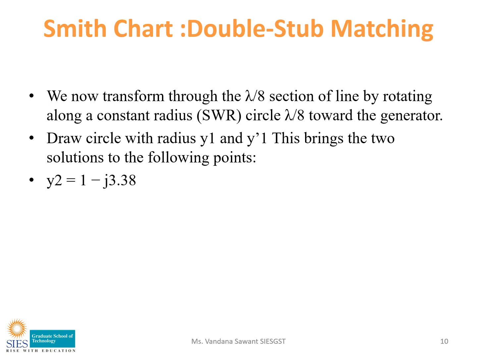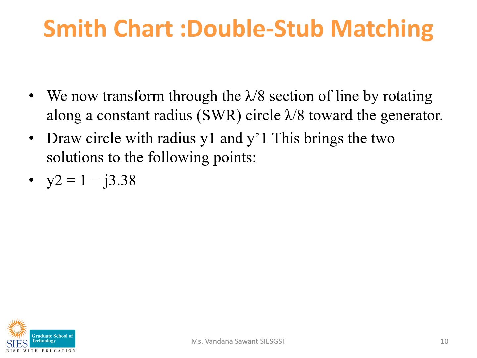For this, we will take a compass, then take the distance from center to y1 in the compass, and then draw the circle. We will keep the compass on the center and draw the circle with the center to y1 radius. After drawing this circle, it will intersect the R is equal to 1 circle at 1 minus J 3.38.